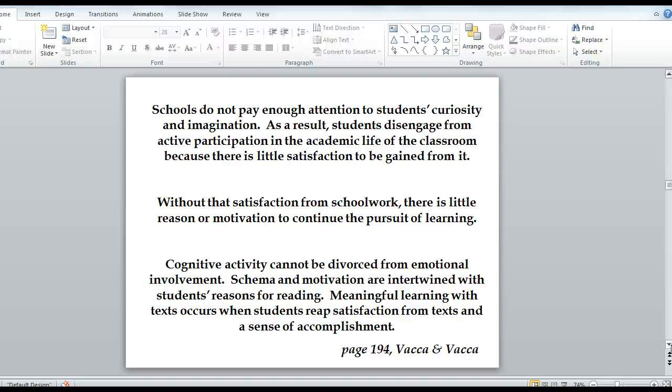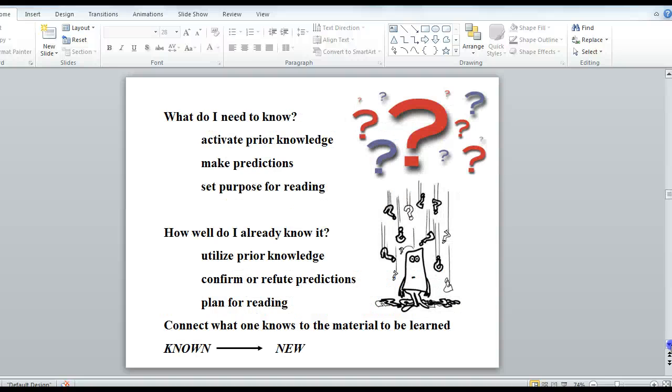Schema and motivation are intertwined with students' reasons for reading. Meaningful learning with text occurs when students reap satisfaction from text and a sense of accomplishment. Before reading focuses on what do I need to know, activating prior knowledge, making predictions, setting a purpose for reading. How well do I already know it, using prior knowledge, confirming or refuting predictions, setting up a plan for reading, and connecting what one knows to the materials to be learned.